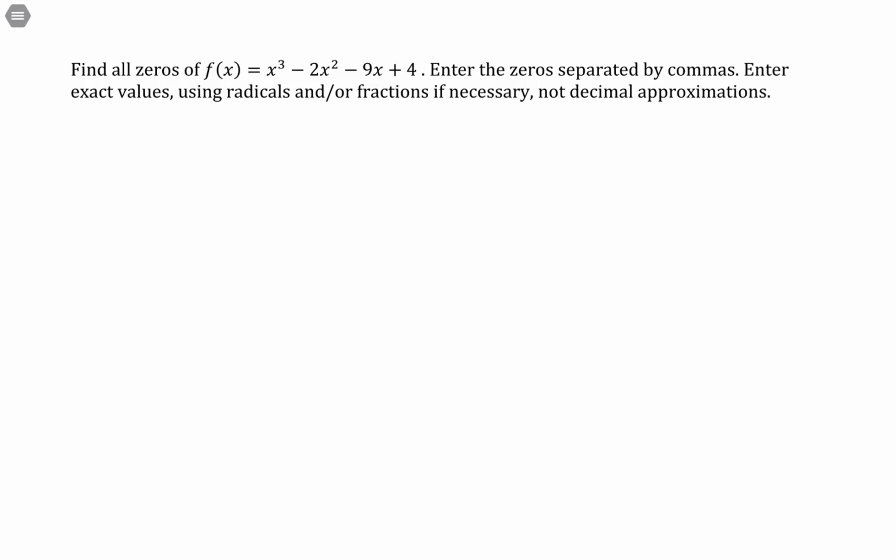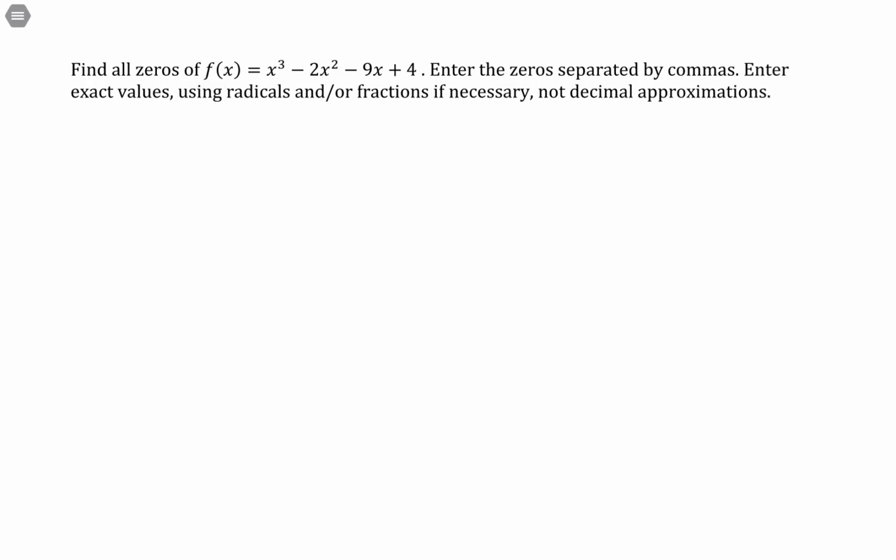Find all zeros of f of x equals x cubed minus 2x squared minus 9x plus 4. Enter the zeros separated by commas. Enter exact values using radicals and/or fractions if necessary, not decimal approximations.